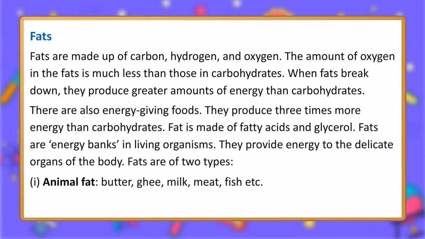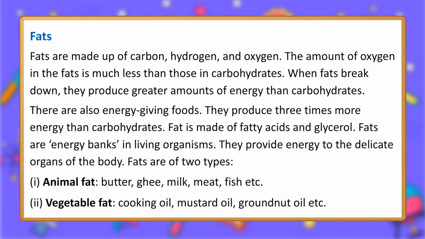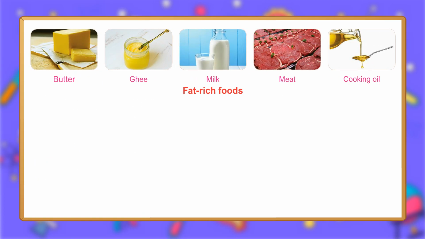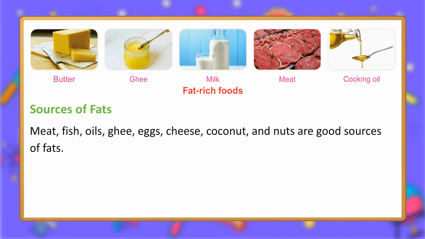Animal fat: butter, ghee, milk, meat, fish etc. Vegetable fat: cooking oil, mustard oil, groundnut oil, etc. Fat-rich foods: butter, ghee, milk, meat, cooking oil. Sources of fats: meat, fish, oils, ghee, eggs, cheese, coconut, and nuts are good sources of fats.